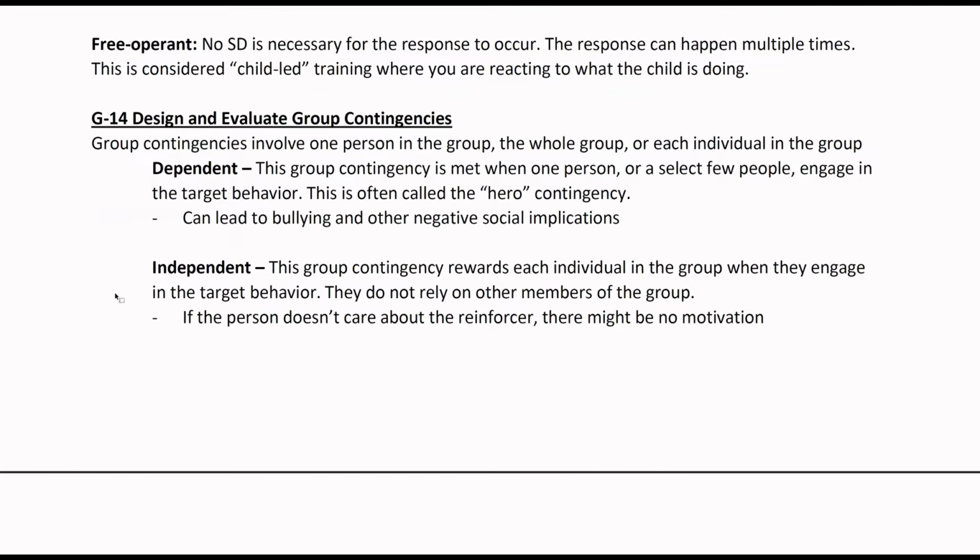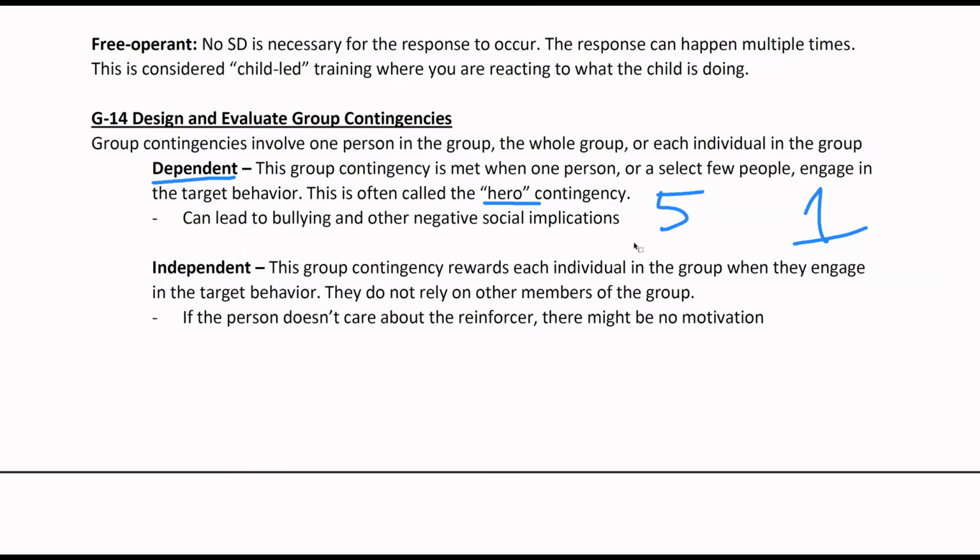G14, design and evaluate group contingencies. When we have group contingencies, we have obviously two or more people in a group, and each contingency involves a certain portion of that group. For example, if we have a dependent group contingency, this is called the hero procedure or contingency, because if I have 5 people, reinforcement is going to depend on 1 or let's say 1 to 4 of those people. So not the entire group. In other words, there's a hero.